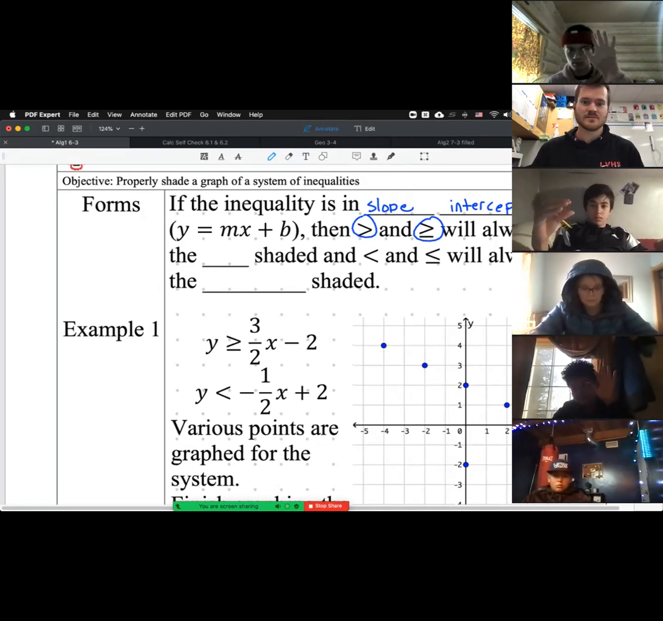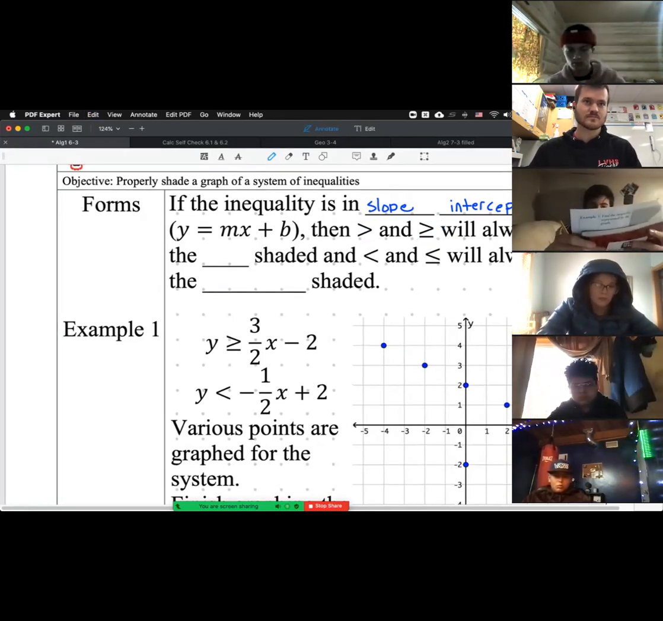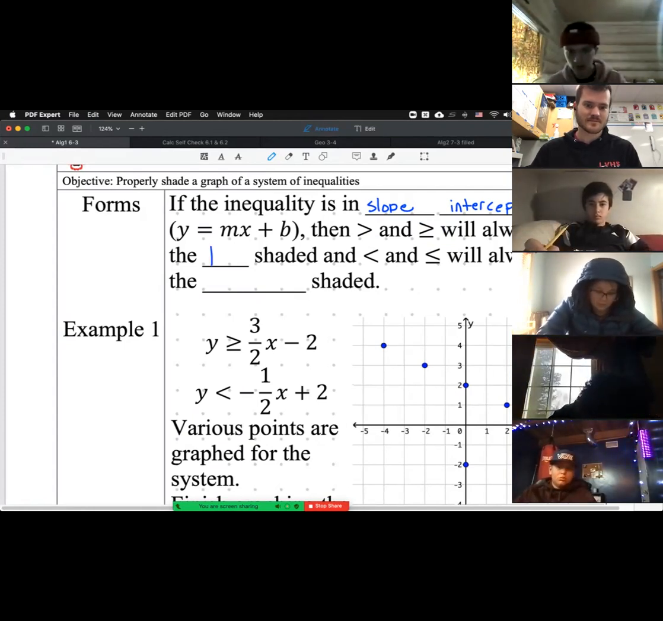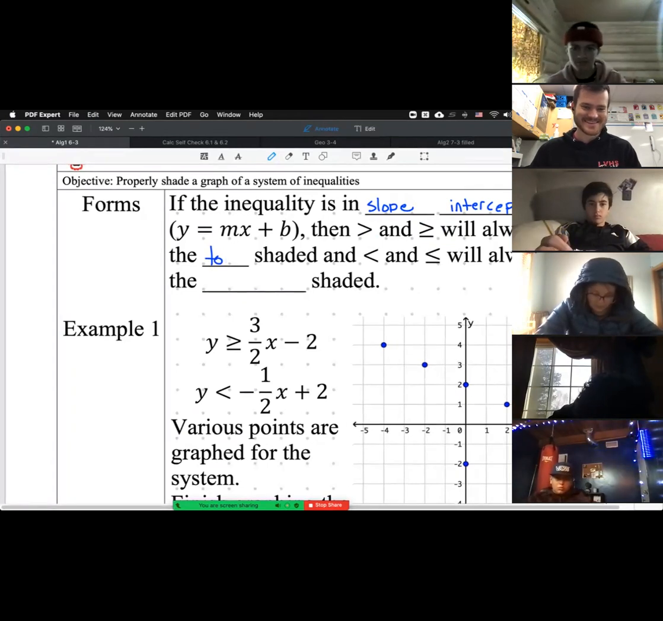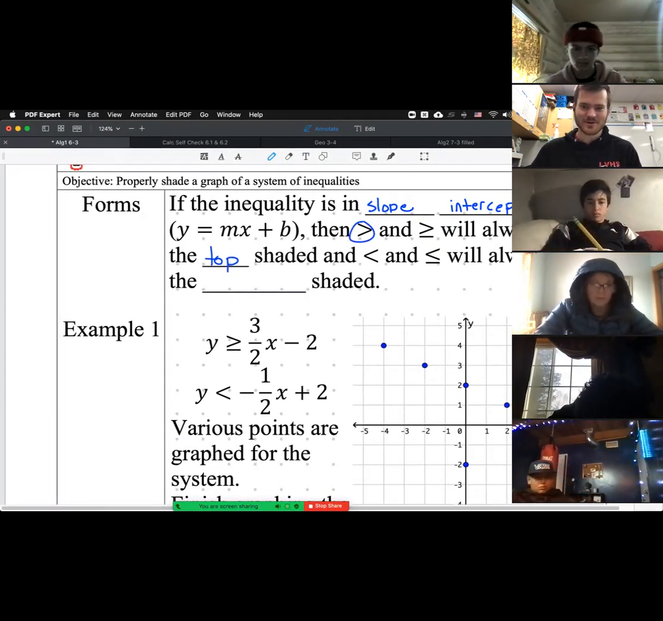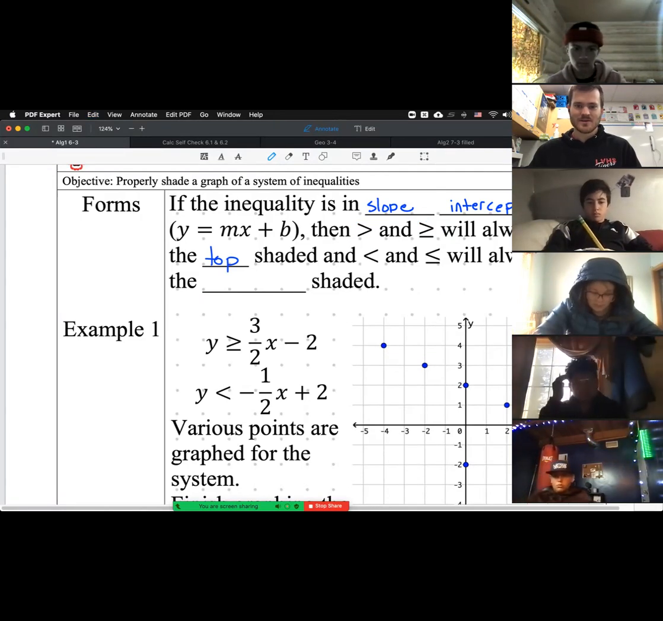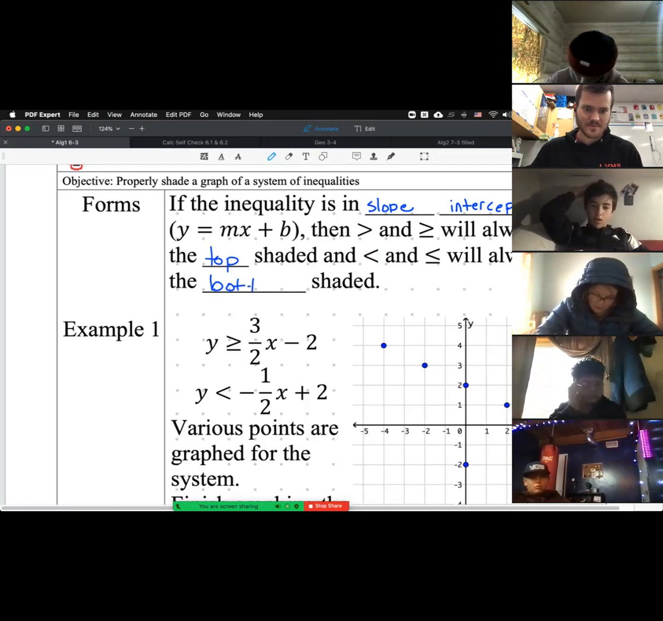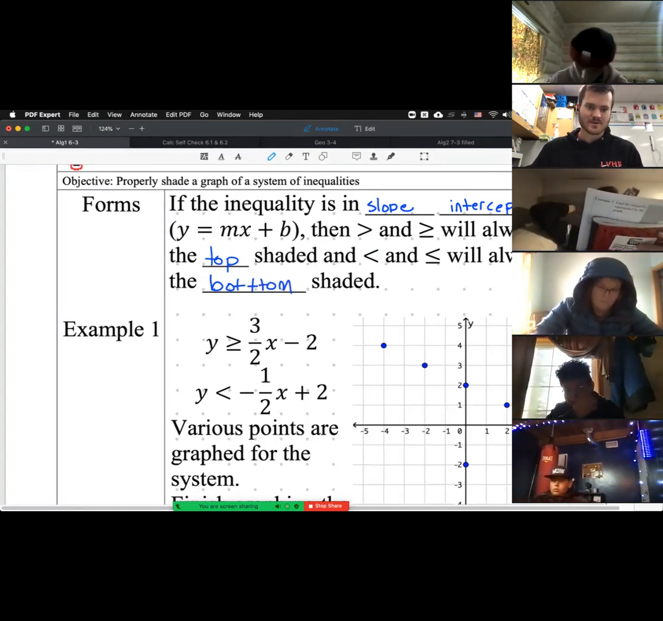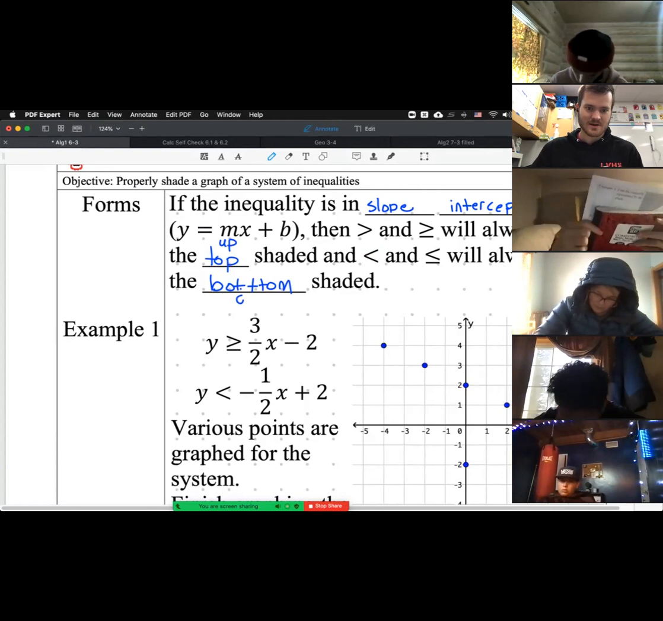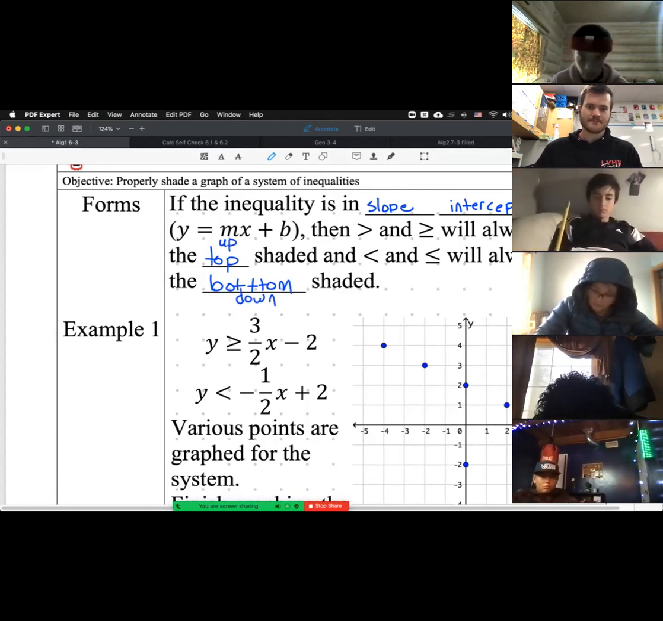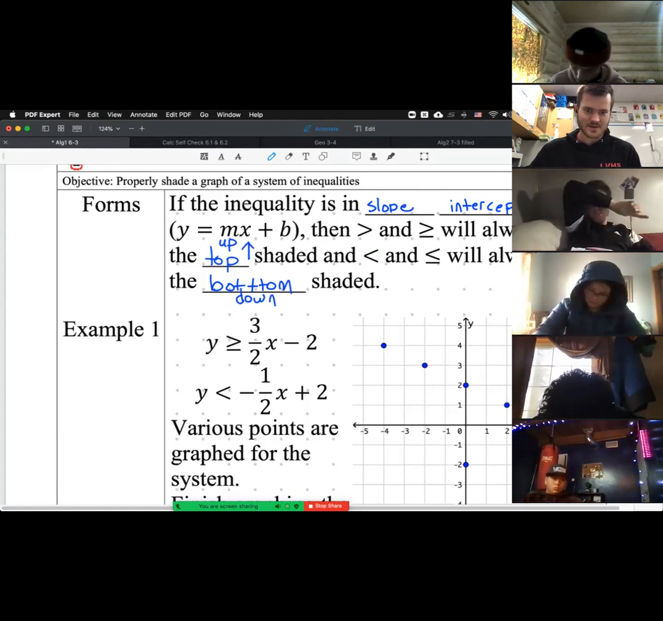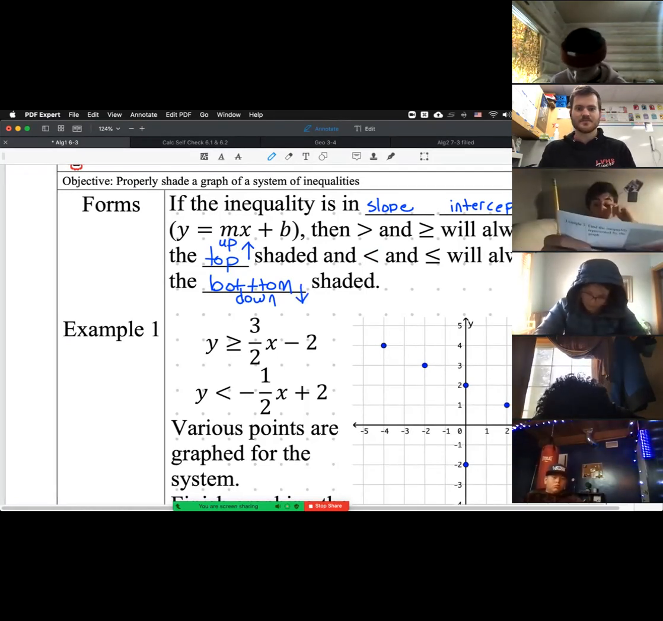Let's give it to Ripley. For the top one, it's top, and for the bottom one, it's bottom. It is indeed, yeah. So the top is going to be shaded for greater than or equal to, and for less than or equal to, those are going to be, as Ripley said, bottom. If you don't like those words, maybe you like up and down, or maybe even you like arrows. You like this up shaded, you like the down shaded.